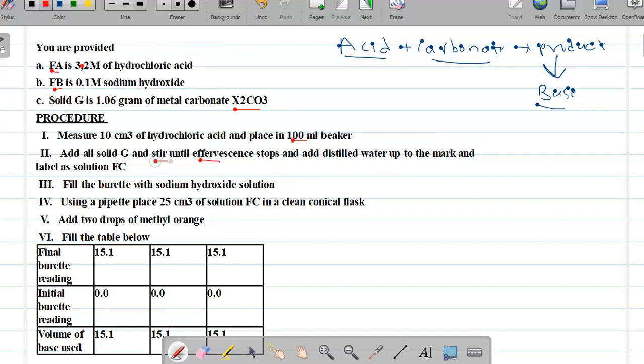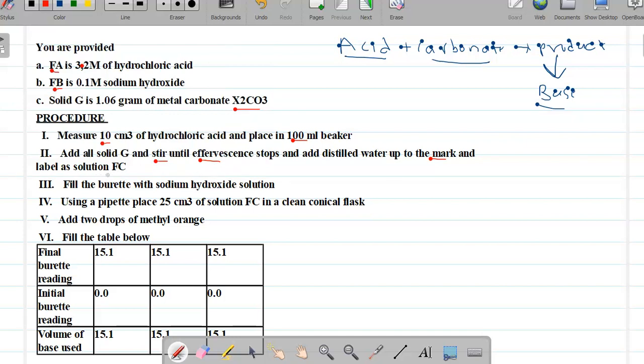So you stir, meaning you shake using a stir rod, until all effervescence stops. After the effervescence stops, the reaction is over. Then you add water up to the mark, meaning you fill the beaker. The volume was 10 cm³, and you diluted it up to 100 because the beaker is 100 up to the mark. That means the new volume formed is 100.